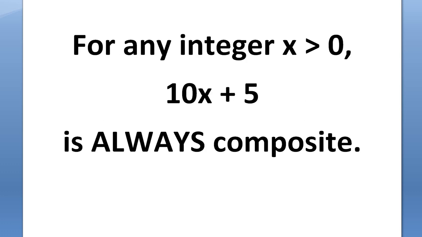So for any integer x greater than 0, 10x plus 5 is always composite. That we do know. That we have just proved. That's very easy to see. But for the other ones, 1, 3, 7 and 9, no. It's not always going to be prime or composite. There's no guarantee. But for 5, it's guaranteed.